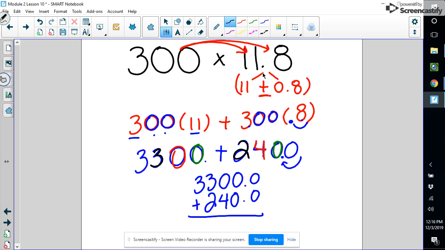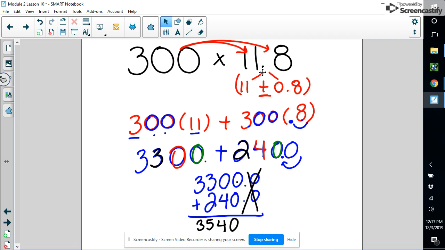When I go through and add these together, I don't really need the 0.0 at the end because it doesn't make a difference. 0 plus 0, I get a 0. 0 plus 4 is 4. 3 plus 2 is 5. 3 plus nothing is 3. So I get 3,540. So that's a multiplication problem using the distributive property and partial products.